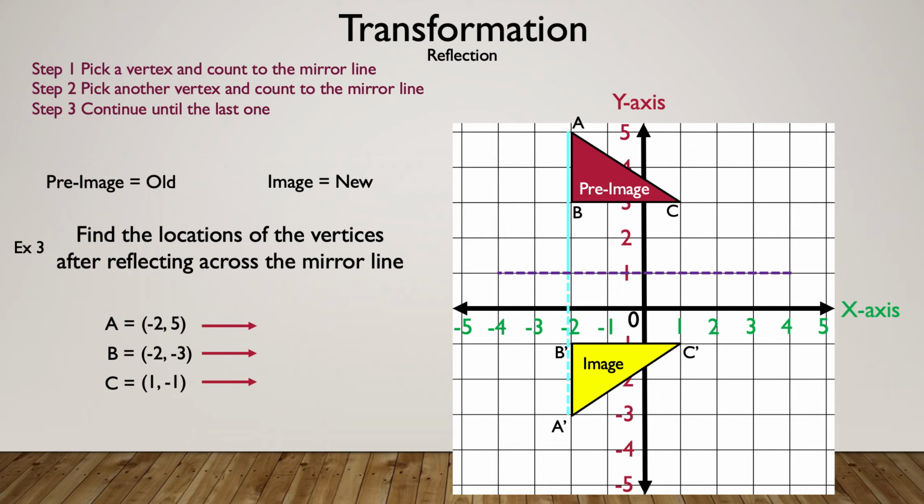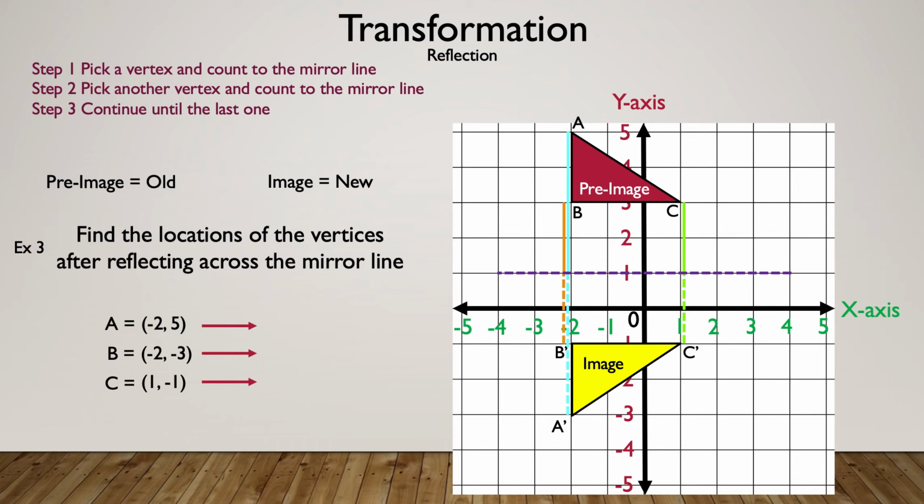Let's go to B. So 1, 2. So 2 to the line. So now we count 2 away. So 1 and 2. B prime is in the right spot. Now we just got to make sure C prime is in the right spot. So let's count to the line. So we have 1 and 2. Okay, so now we count 2 away. 1 and 2. C prime is in the right spot.